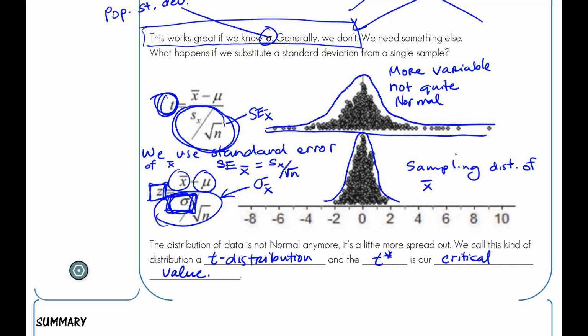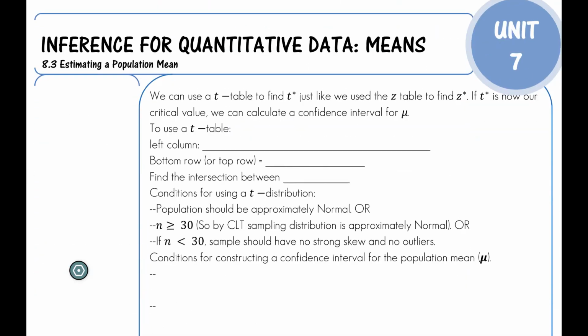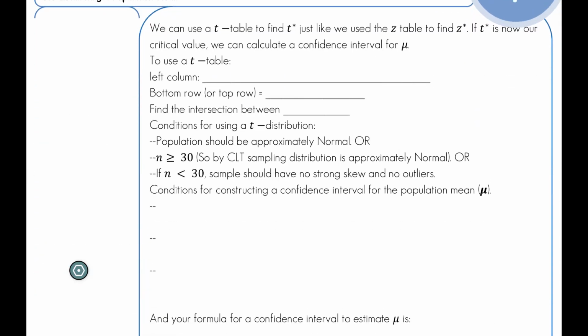So let's take a look at this thing called t star, the critical value, and how to find it. Well, just the same way that we had a z table, we actually have a t table. And we can use a t table to find t star, just like we use that z table to find z star. So if t star is now our critical value, then we can calculate the confidence interval for mu. Now, how do we use a t-table and what does it look like?